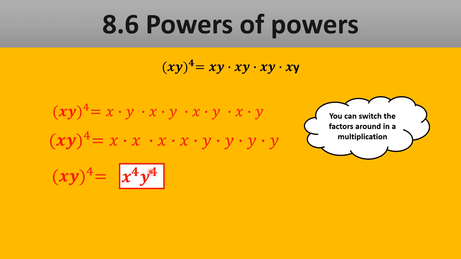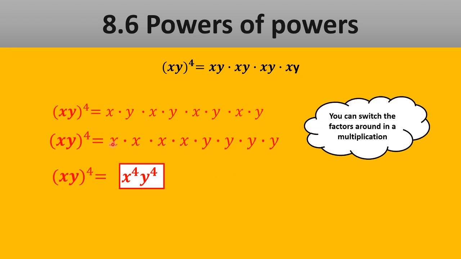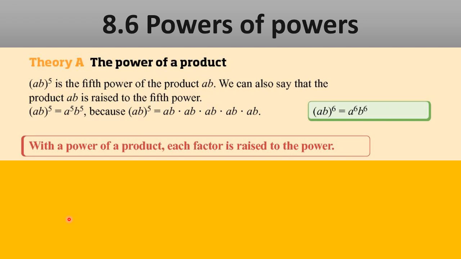And I have to write a 4 as an exponent of both letters to indicate that I have x times x times x times x, but also y times y times y times y. This one would mean x times y times y times y times y. And that's something completely different because we have 4 x's. And this introduces the new rule.